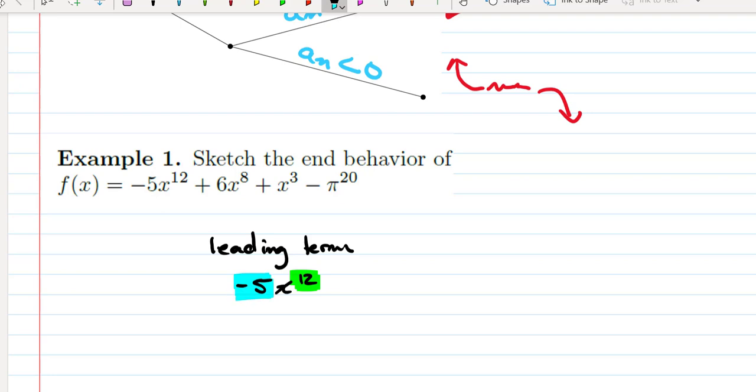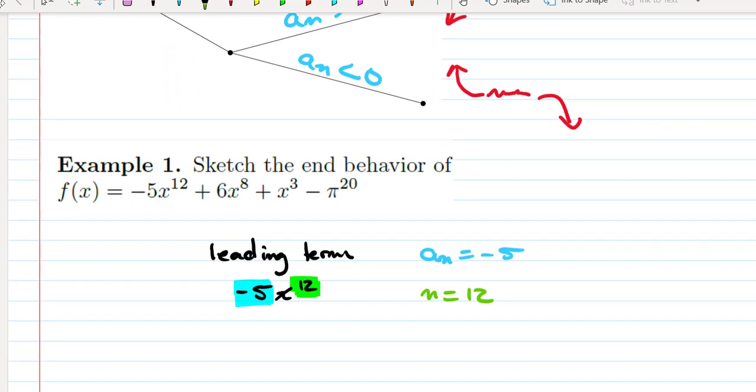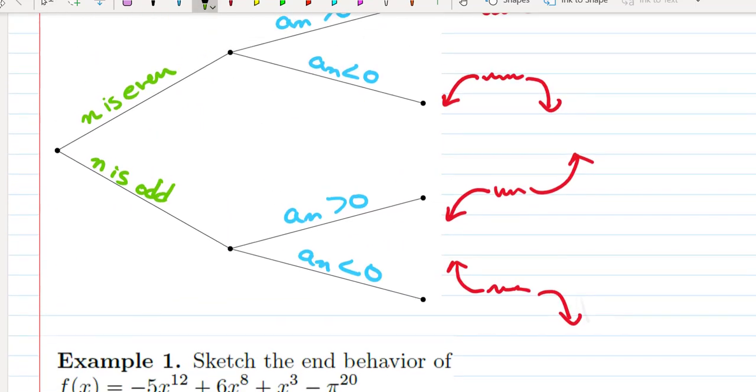There we go. So we get our two things: a sub n equals -5, and n is equal to 12. So now we go and look at our chart. Our n is 12. Is 12 an even number or an odd number? Well, 12 is even, so we go up to here, and then a sub n is -5.